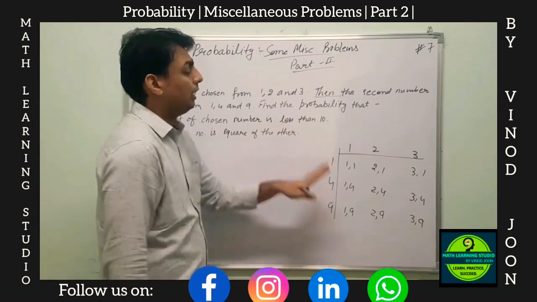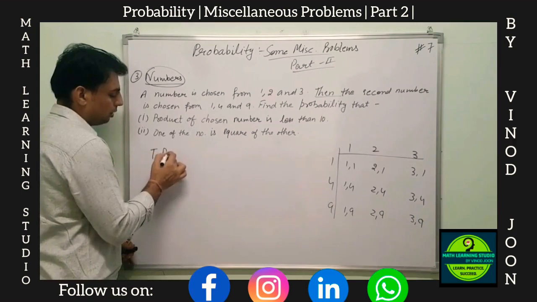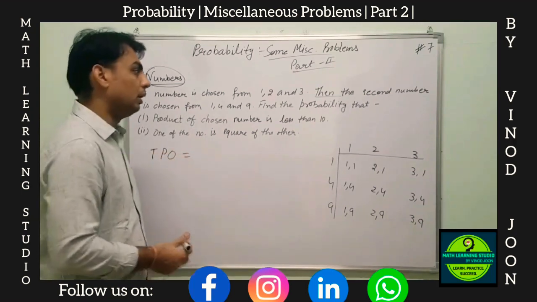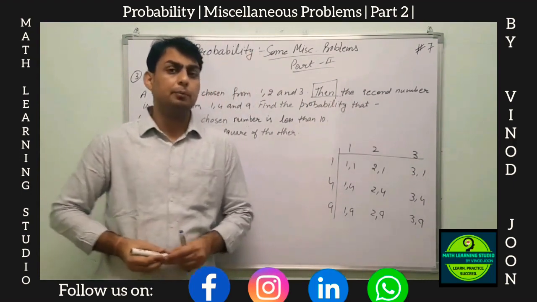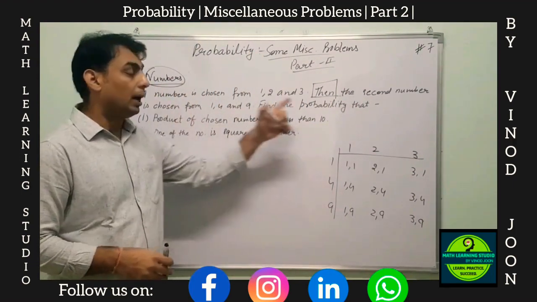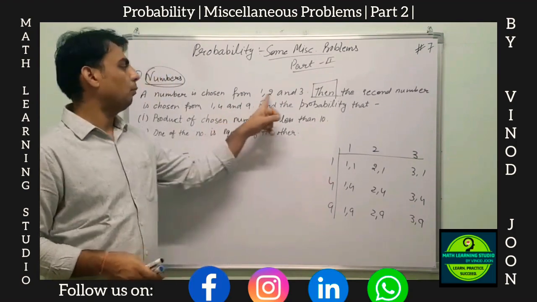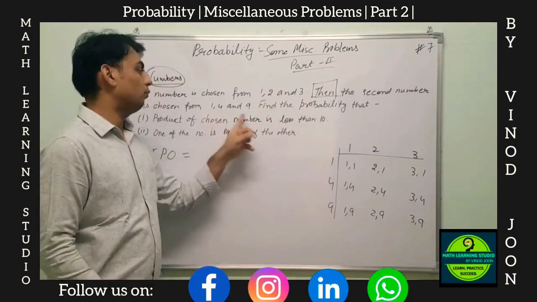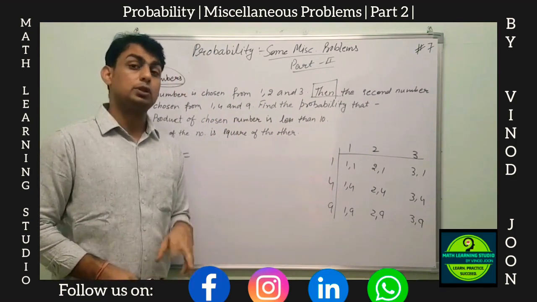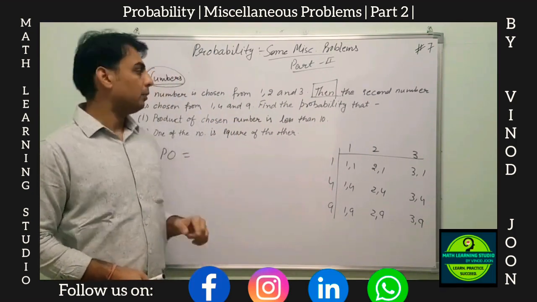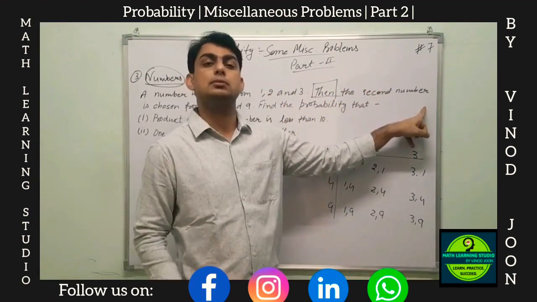First, let's see. We need to know the sample space of this and find out the total possible outcomes. Now, this word "then" is very important here. It plays a very important role, because if I simply say that two numbers are chosen, one from 1, 2, 3 and the second from 1, 4, 9, then this question will be completely different. Because here it says first a number is chosen from here, then the second number is chosen.